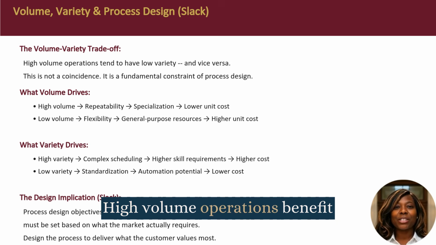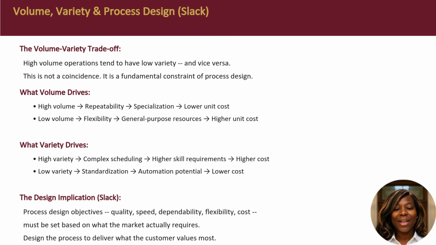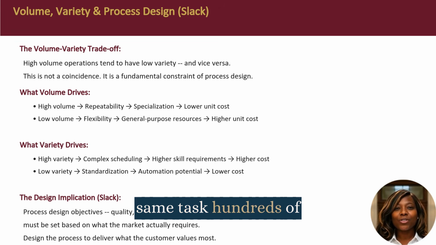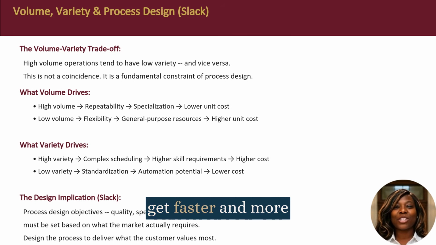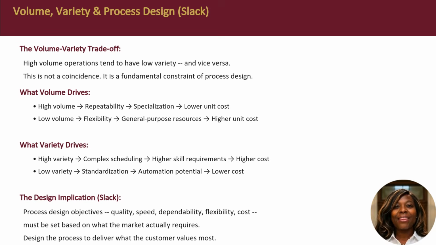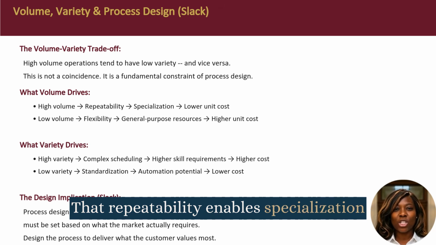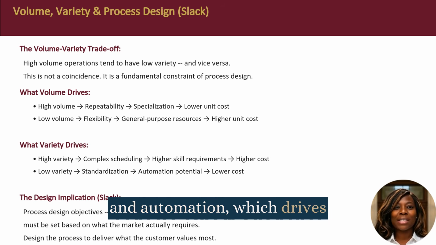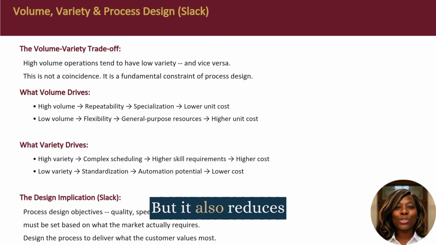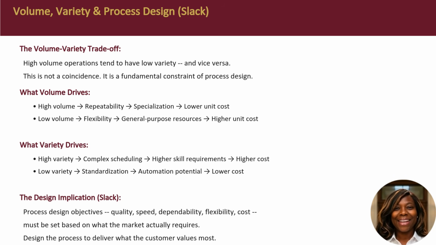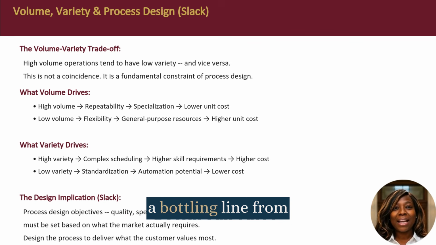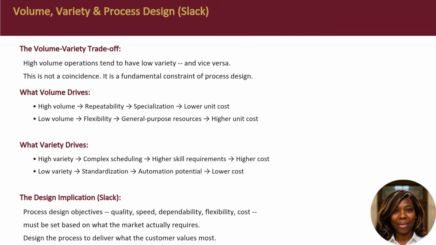High volume operations benefit from repeatability. When workers do the same task hundreds of times a day, they get faster and more accurate. That repeatability enables specialization and automation, which drives down unit cost, but it also reduces flexibility. You cannot easily switch a bottling line from Coke to craft beer.